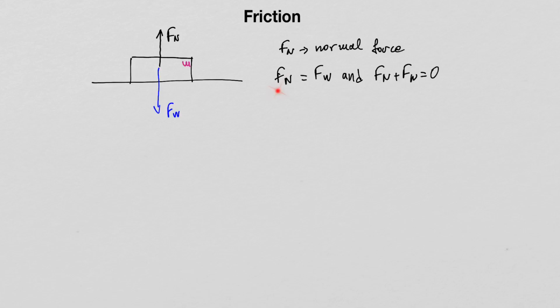So the two forces, the normal force Fn and the force of weight Fw, are equal in magnitude and opposite in direction. If the two forces are added together, they will cancel out and produce a zero net force applied to this block. Okay, so now if I want to move the block, I must apply a force, and let's say that this force is applied to the right.